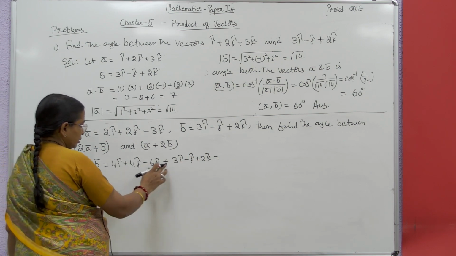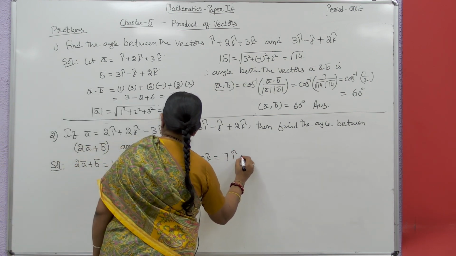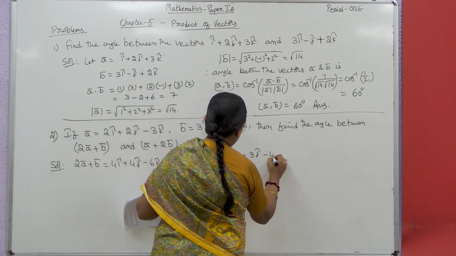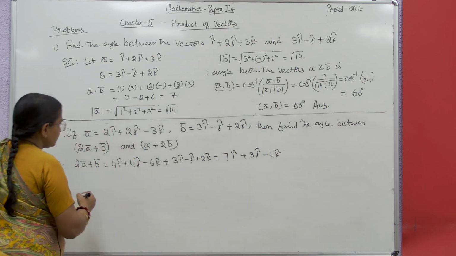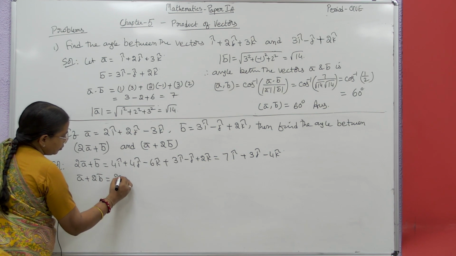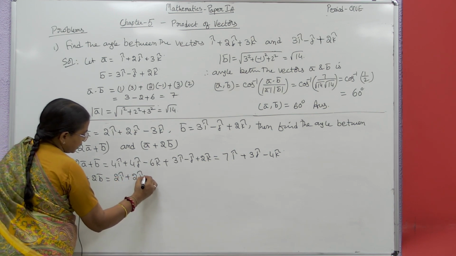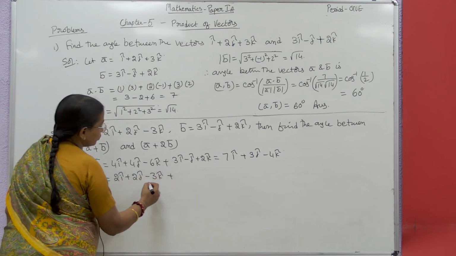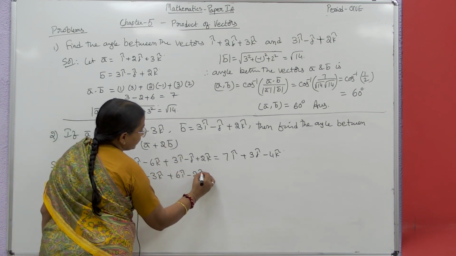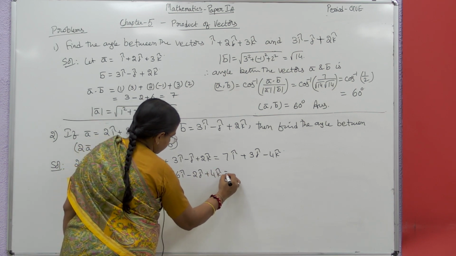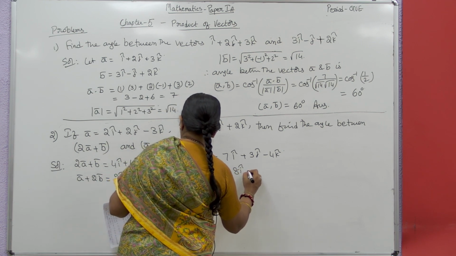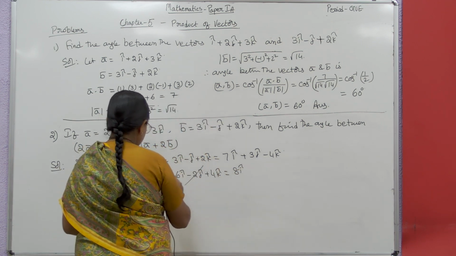So that is 7I plus 3J minus 4K. Next find A plus 2B vector. A plus 2B is 2I plus 2J minus 3K plus 2B. Multiply this by 2. So 6I minus 2J plus 4K. So when you simplify it is 8I. 2J gets cancelled. So it is plus K.